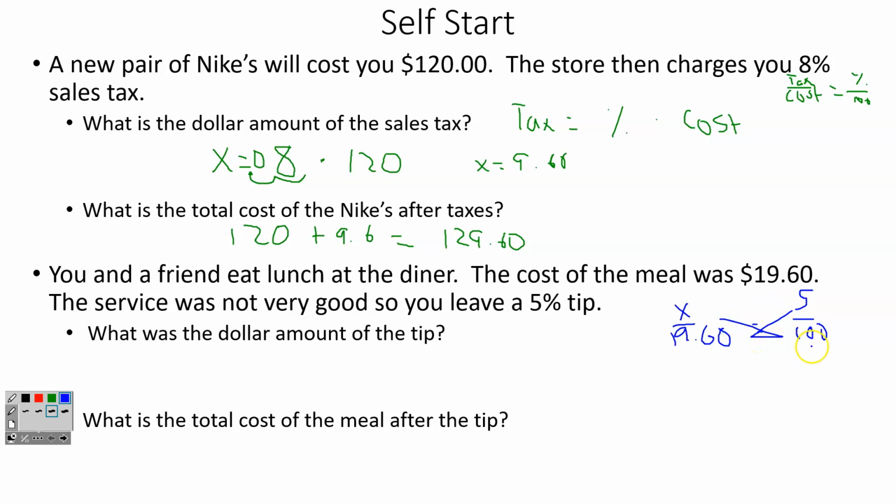So I multiply numbers that are diagonal and divide by 100. So I'm going to do 5 times 19.6, and then I'm going to divide by 100, and that's going to give me an answer of X equals 0.98. That's 98 cents. So what's the total cost after the tip? So I'm going to take my 19.60, and I'm going to add my 98 cents to it. So when I type that into my calculator, I get an answer of $20.58.